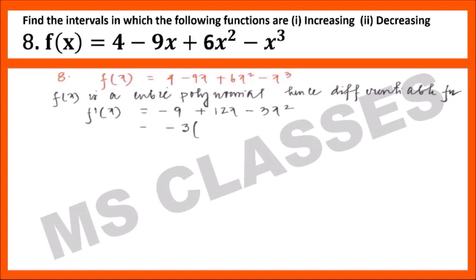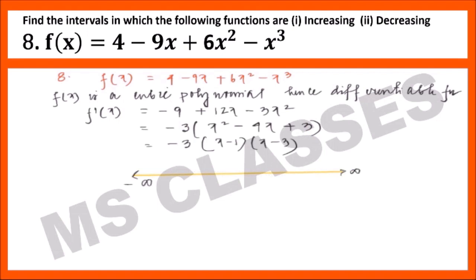We take minus 3 common. x squared minus 4x plus 3. Minus 3 into (x minus 1) into (x minus 3), because the sum of the coefficients is 0. Now we take a number line, minus infinity, infinity. We start with minus, and for odd power the sign changes. Here we have taken the minus because we have a minus coefficient.